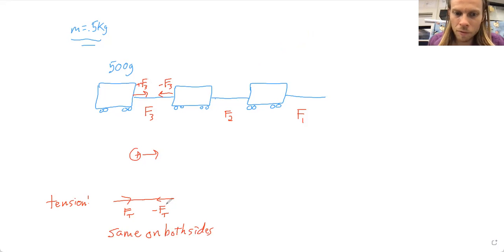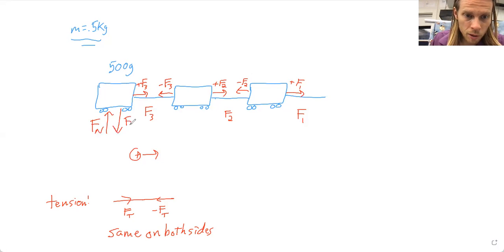Except that one is negative because it's left. So the same with F2. And the same with F1. Notice that the positive is for any rightward force and the negative is for any left force. In all of these, we also have normal force from the surface pushing up and gravity pushing down, and those will just equal for all of these.